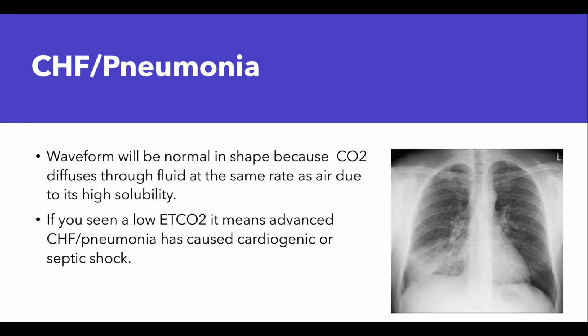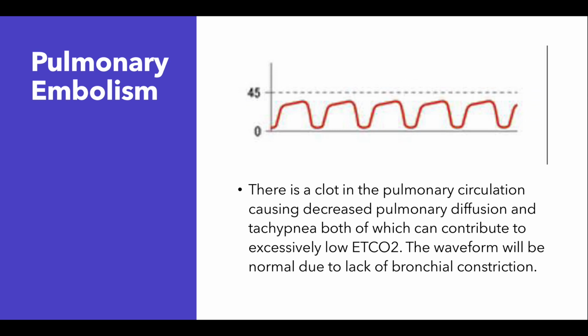In the case of CHF and pneumonia, there's fluid in the lungs, but not necessarily alveoli damage. So the waveform will be normal in shape because CO2 diffuses through fluid at the same rate as air due to its high solubility. If you see a low Capno, it means that CHF or pneumonia has advanced into either cardiogenic or septic shock. In the case of a pulmonary embolism, there's a clot in the pulmonary circulation, causing decreased pulmonary diffusion and tachypnea, both of which can contribute to excessively low EtCO2 readings. The waveform, however, will be normal due to the lack of bronchial constriction.